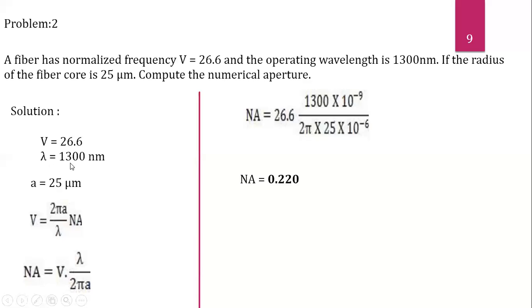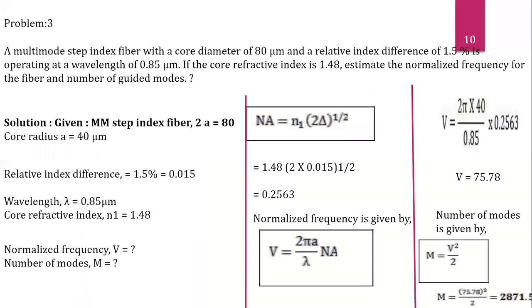is equal to 13,300 into 10 to the power minus 10 because here we have nano. So for the nano, the unit is 10 to the power minus 9. By substituting this value in this formula, we will get the value of numerical aperture is equal to 0.220. Hope you may understand this. Now moving to problem 3.